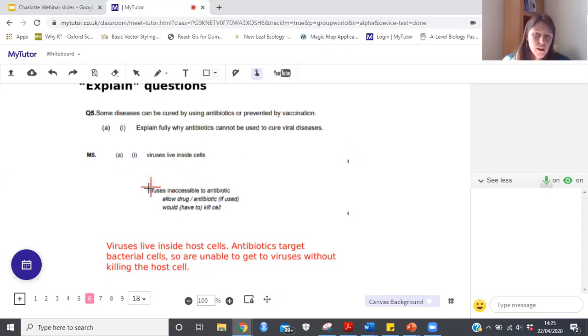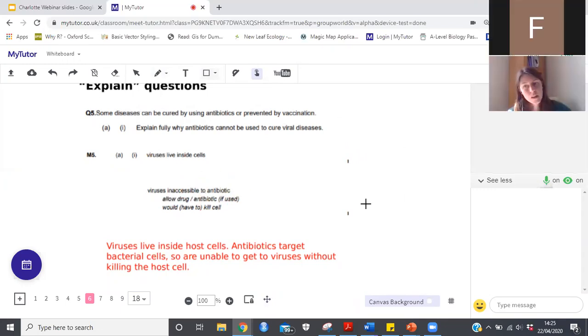And so viruses are inaccessible to antibiotics because they're inside the host cell. So it's another mark there. They have said that you can allow drug/antibiotic used, and you are allowed would have to kill cell if you treated using antibiotics. So in full, I've written out kind of a model answer there. So viruses live inside host cells. Antibiotics target bacterial cells, so are unable to get to viruses without killing the host cell. Viruses are really clever. They use our own cells to shield themselves from any sort of treatment so that we can't treat them without killing our own cells.